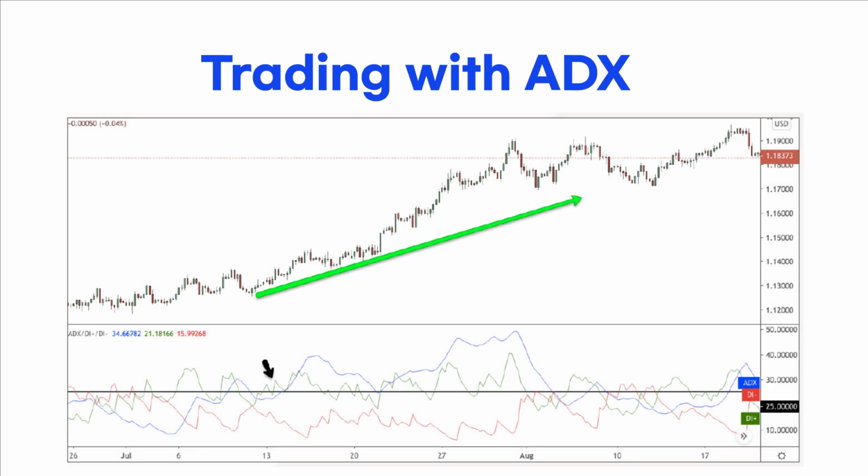Looking at the chart below, we can see that when the ADX blue line crosses above 25, it means there is a trend present. At the same time, the plus DI, green line, is above the minus DI, red line, which means that the upward momentum is stronger than the downward momentum, where we saw prices trend higher after.